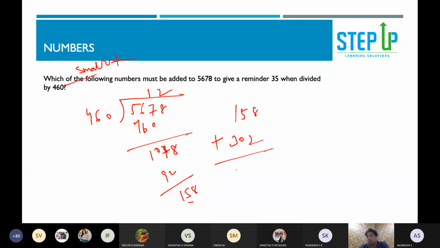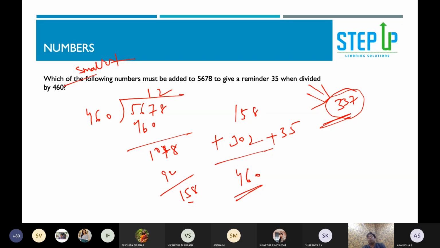So you add 302, it becomes 460. Now the number is completely divisible. Now to get remainder 35, you have to add another 35 to it. It becomes 337. That should be the number that you need to add to give a remainder of 35. I'm repeating again to everyone. Please listen very carefully. This is a common mistake which I've seen in the last 2 or 3 years in such questions. You really get confused in that.